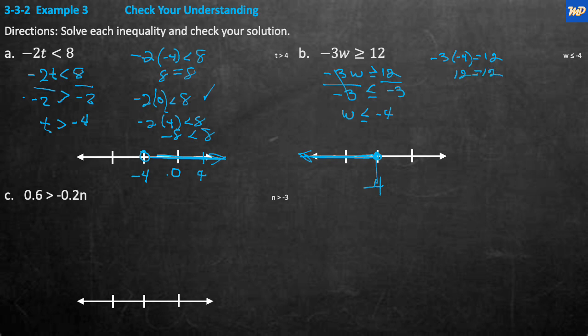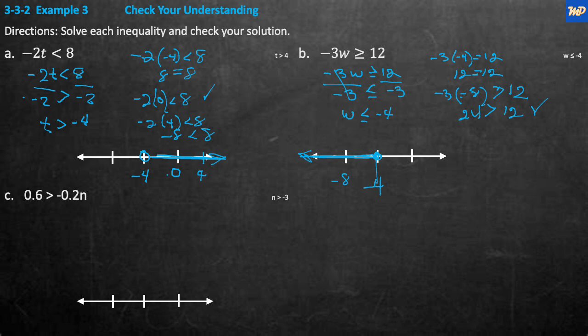Now we're going to go with the inequality sign, which says it's greater. Before I put a 4 in, let's put in an 8 and see what happens. Negative 3 times negative 8. Is that greater than 12? What is negative times negative? It's positive. 3 times 8 is 24. Is 24 greater than 12? Yes, it is. So this is the solution. Negative 4 is the solution.